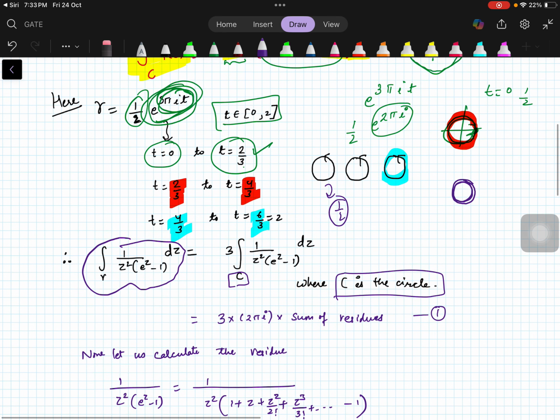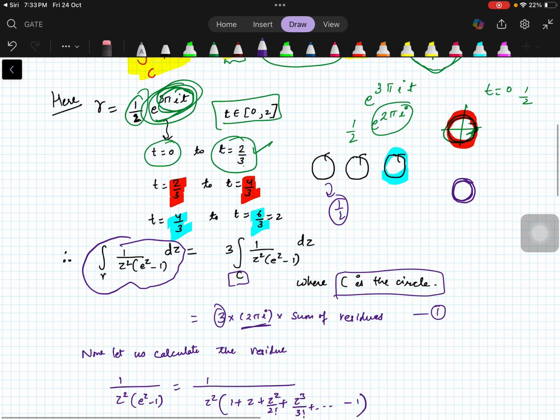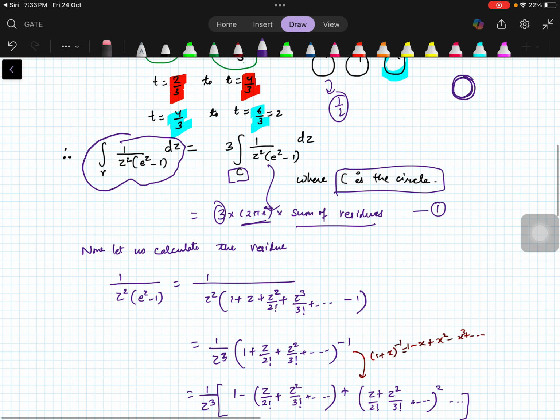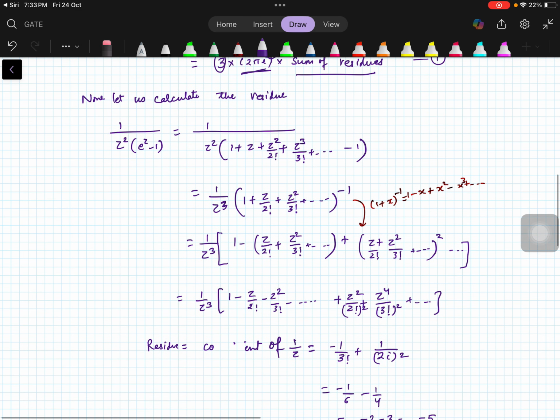So this will be 3 times 2 pi iota, applying the Cauchy residue theorem, times the sum of the residues inside that circle. Now what is a residue? For the residue you calculate the coefficient of 1 by z in the function's Laurent series expansion.